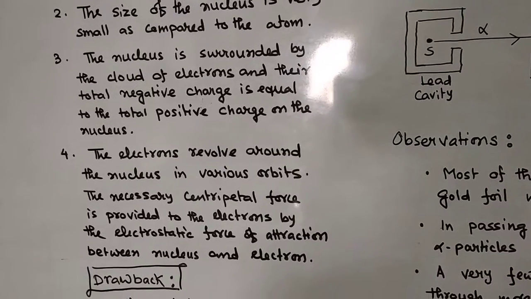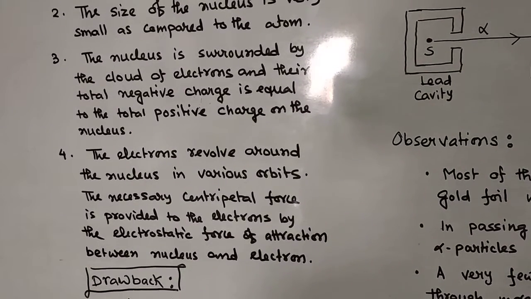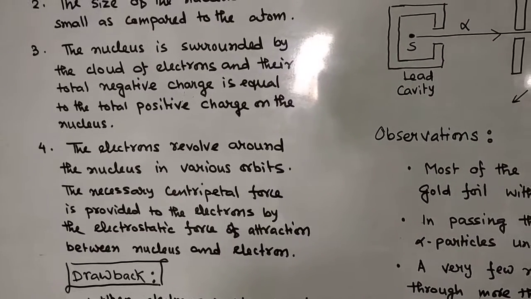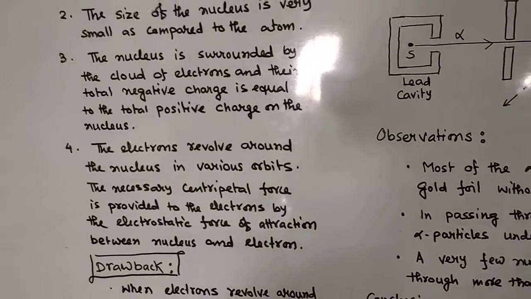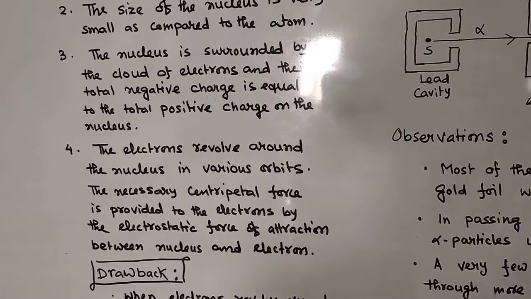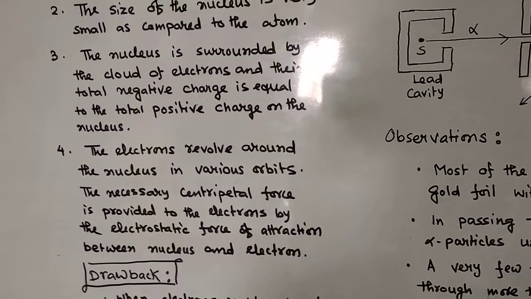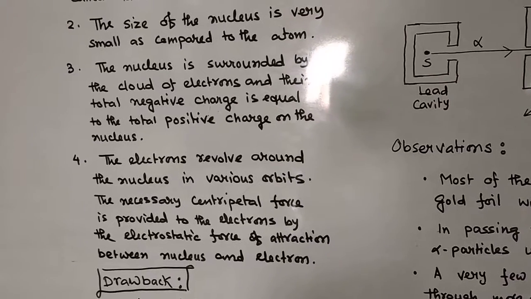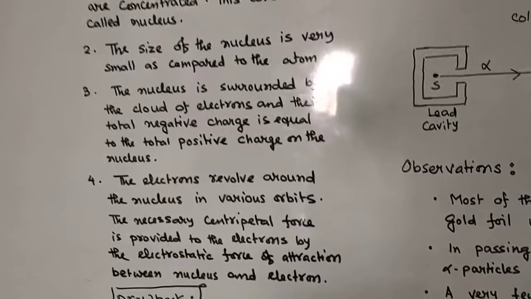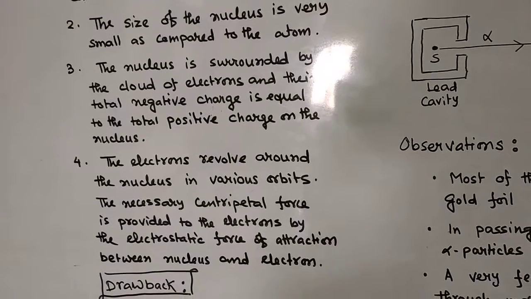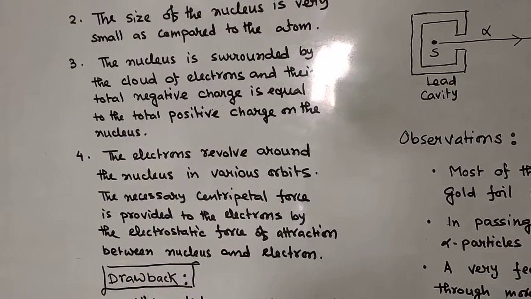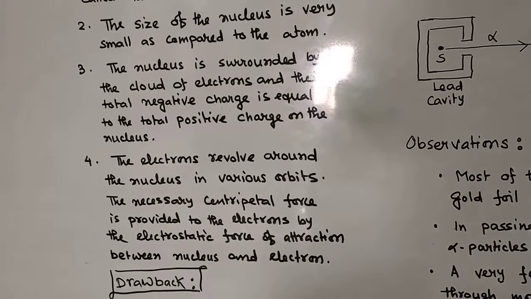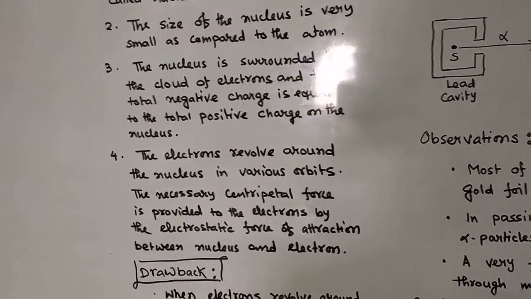The necessary centripetal force is provided to the electron by the electrostatic force of attraction between the nucleus and the electron. As the electron is moving in a circular path, it requires centripetal force, and that centripetal force is provided by the electrostatic force.